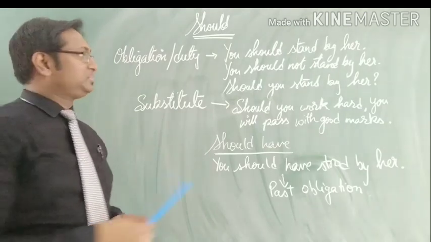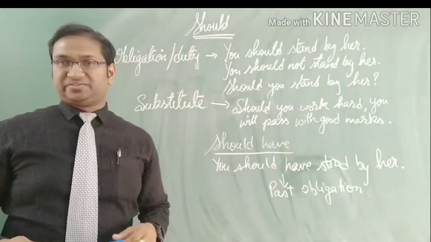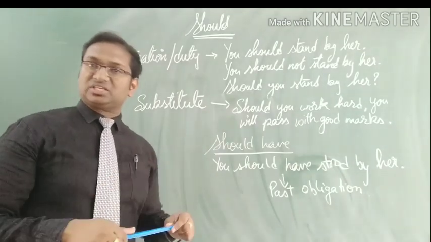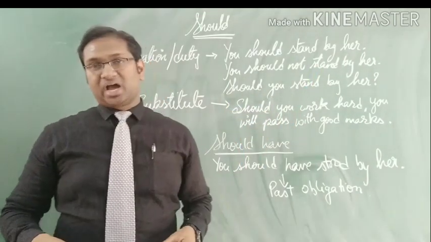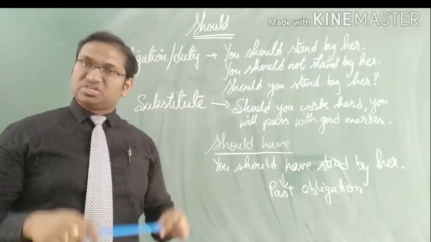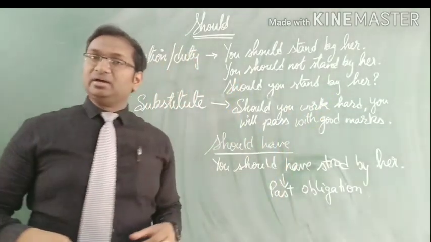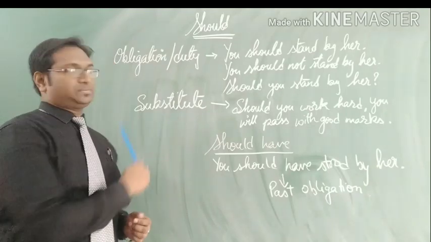Now let's see the examples. You should stand by her. This is positive sentence. Duty, that you should stand by her. Change this positive into negative. You should not stand by her. And now change this into interrogative. Should you stand by her? This is your interrogative. Next is substitute.